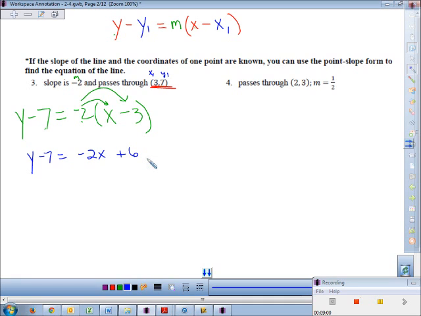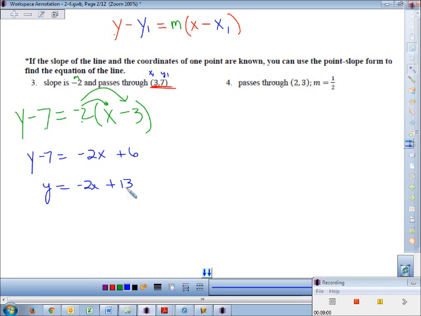How come it came out to be plus 6? Positive. Negative times negative, positive. One more move to get y all by itself. What do we need to do now to get y all by itself? Add 7. Y equals negative 2x plus 13. Sound cool? That's slope-intercept form.